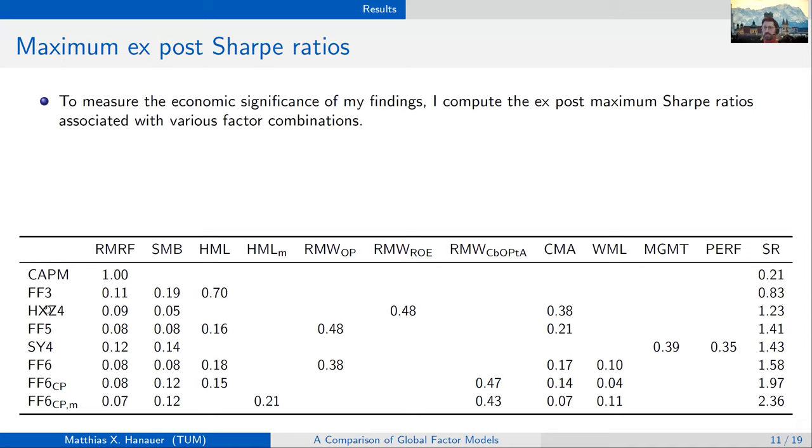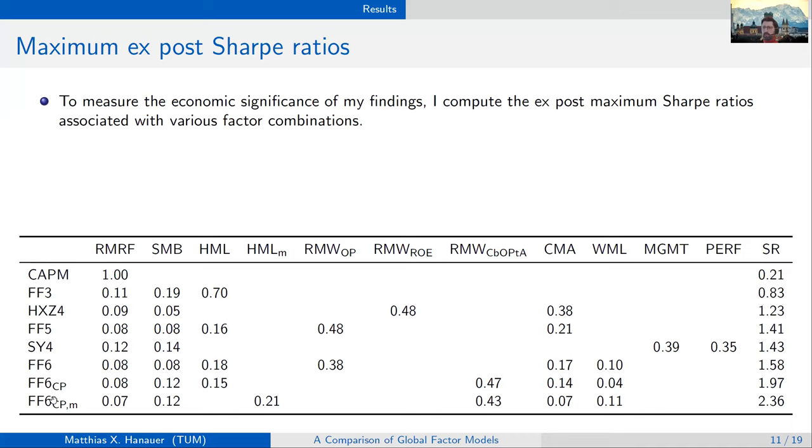You also see that this Q factor model, even without a value factor, by investing into this investment and profitability factor, even achieves a higher Sharpe ratio. But of course, if you have the full flexibility to invest both in value and in profitability, then you get an even higher Sharpe ratio. And this is more or less the ordering of the models already here.